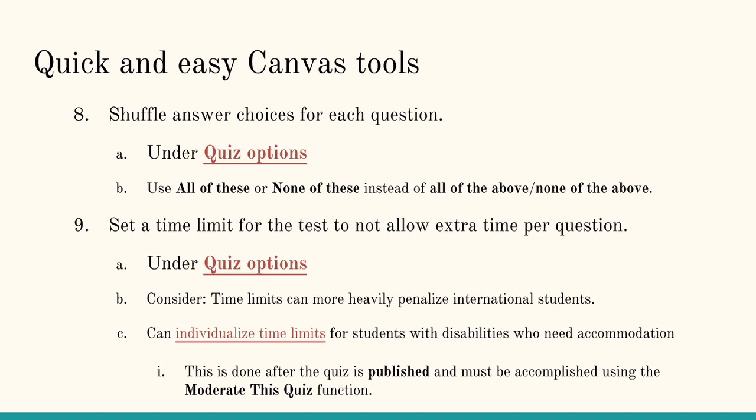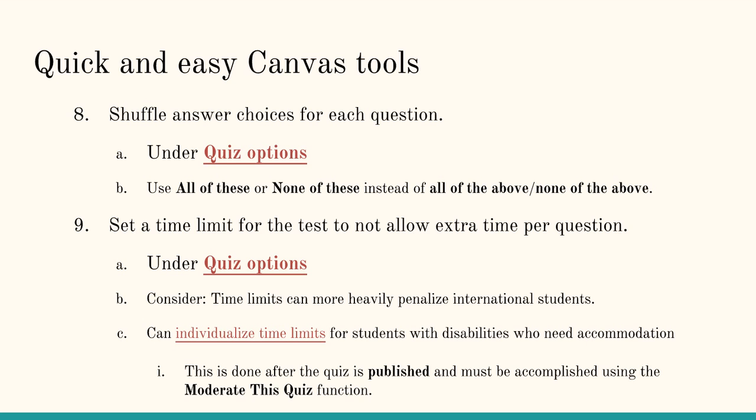One thing to keep in mind if you do this is frequently on paper exams we'll use the words "all of these" or "none of these" for a question with multiple answers. Well, if you are doing shuffling, obviously "all of these" or "all of the above" would not make sense, nor would "none of the above." So you have to use other phrases in order to show that.